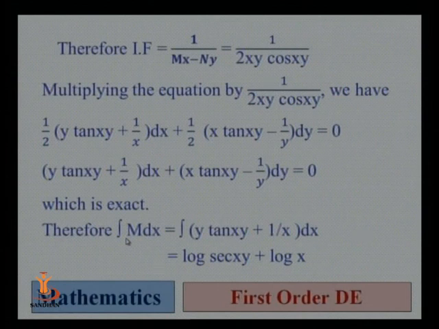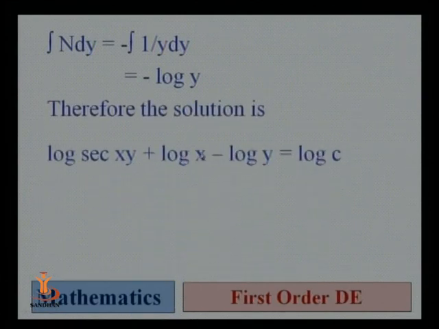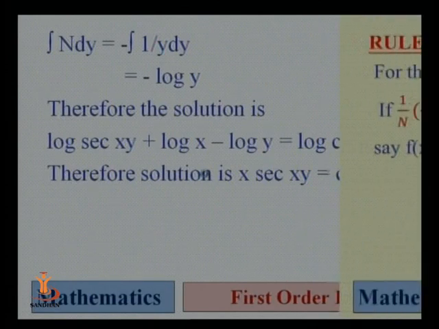So the general solution is the integral of M dx. Find the integral of M dx separately. That is y tan xy plus 1 by x, dx of this. And for dy, we are taking only the term that contains y. Therefore, combining these two, we have this solution.